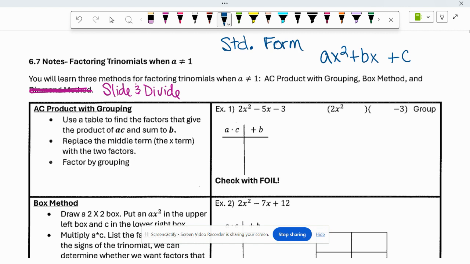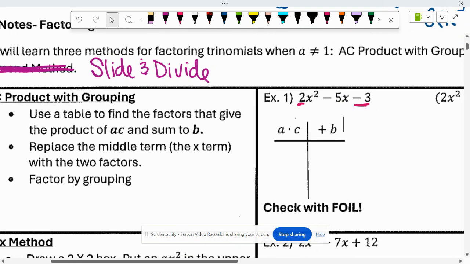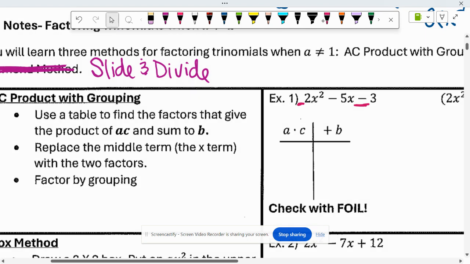So remember, A times C. A is 2, C is -3. So I need to know what 2 times -3 is. It's -6. All right. It adds up to the B term. The B term is -5. So what are the two numbers that I can multiply together to get -6, that when I add them, I get -5?